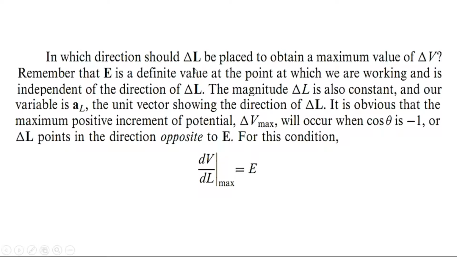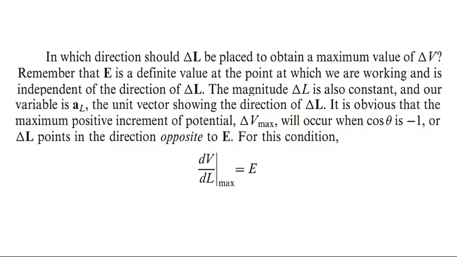So in which direction should del L be placed to obtain a maximum value of del V? Remember that E is a definite value at the point at which we are working. E is a definite value and is independent of the direction of del L. The magnitude of del L is also constant. The incremental portion of del L that we have considered is also constant. The only variable is aL. And what is aL? aL is actually the unit vector showing the direction of del L.